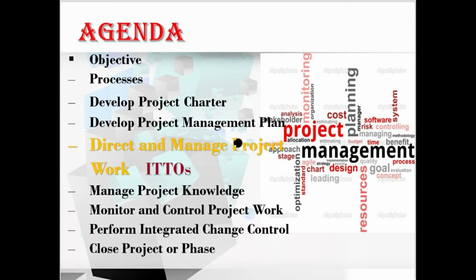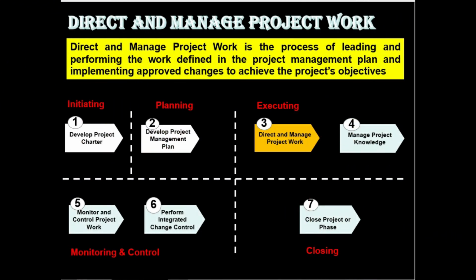Let's start. It is the third process in project integration management, and it is defined as: direct and manage project work is the process of leading and performing the work defined in the project management plan and implementing the approved changes to achieve the project objectives. Okay, hope you understood its definition.